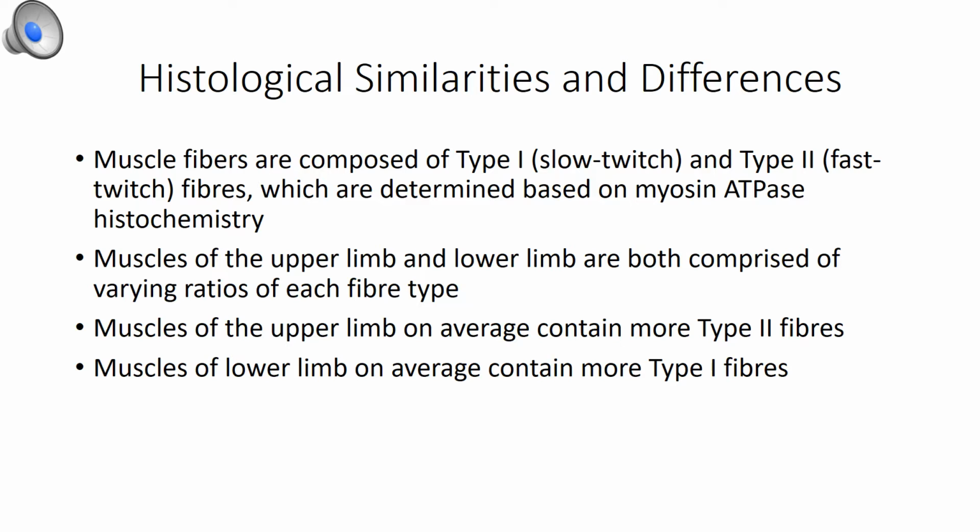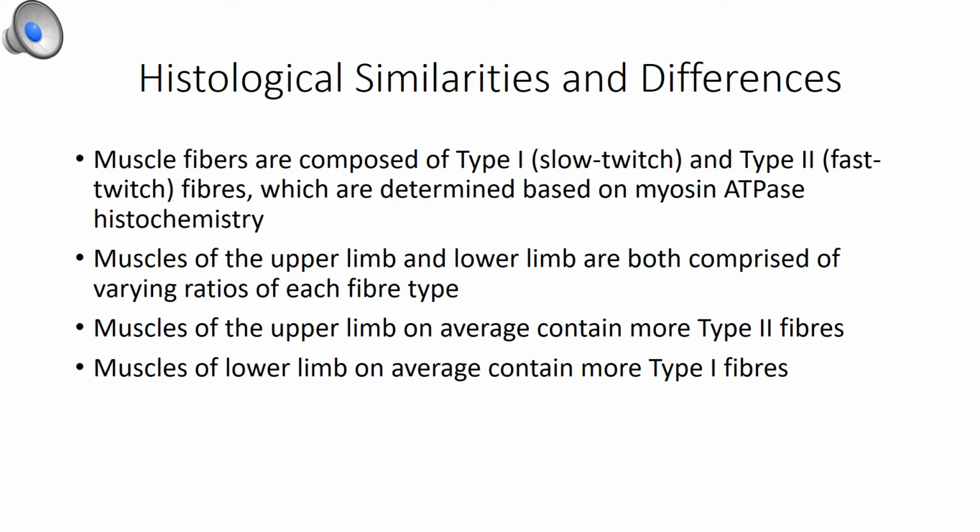Muscles of both upper and lower limb are composed of different ratios of these fibers depending on their predominant activities. The muscles of the upper limb are on average composed of type 2 fibers, and the muscles of the lower limb are on average composed of type 1 fibers. Type 1 fibers, as said before, are slow twitch and they're responsible for endurance muscle action, while contrarily, type 2, which are fast twitch, are responsible for more rapid and fast motion.